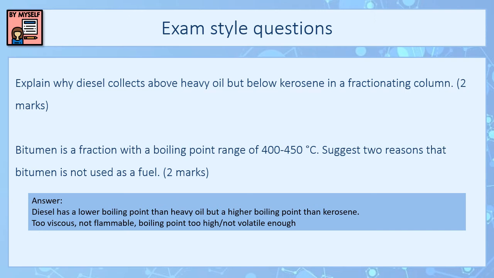Bitumen is a fraction with a boiling point range of 400 to 450 degrees. 2 reasons that it wouldn't be used as a fuel are that it's too viscous, not flammable, or that its boiling point is too high, or it's not volatile enough to make a good fuel.